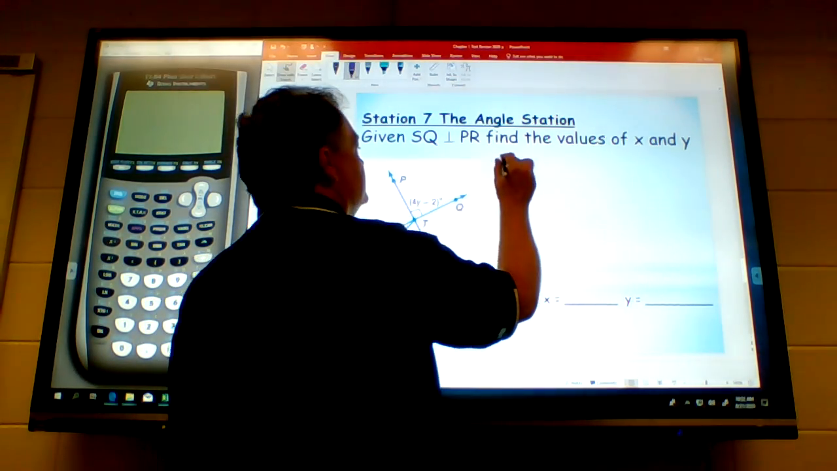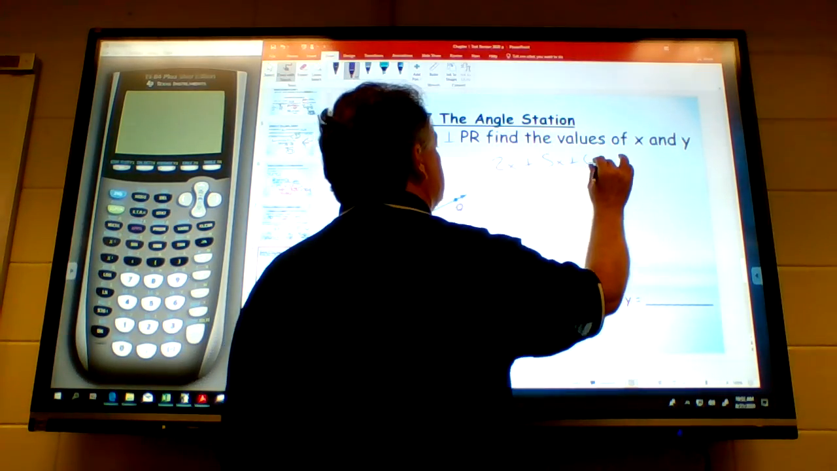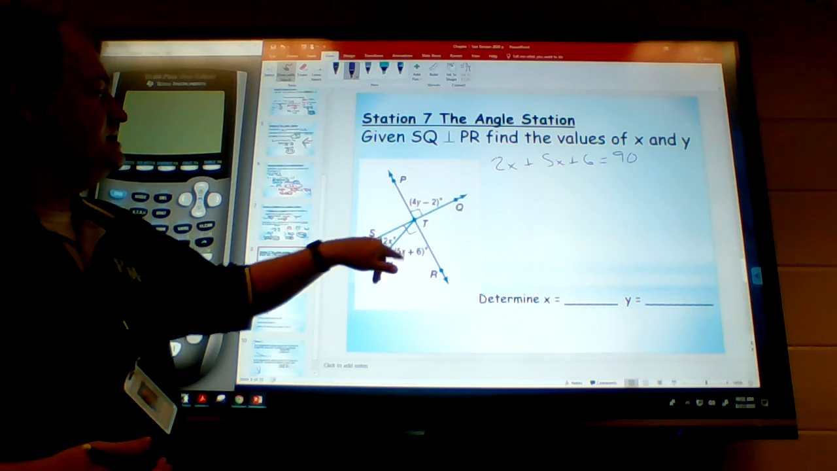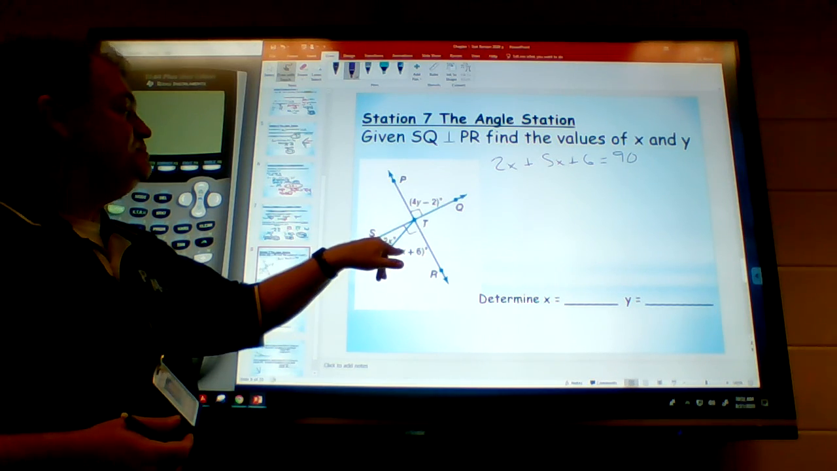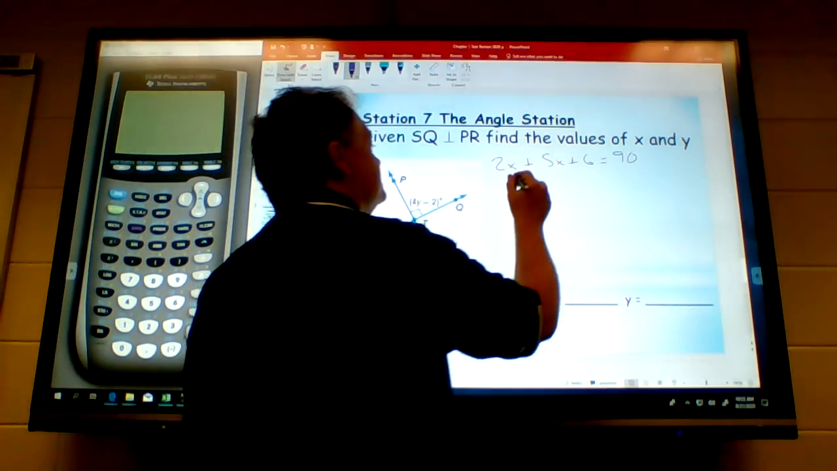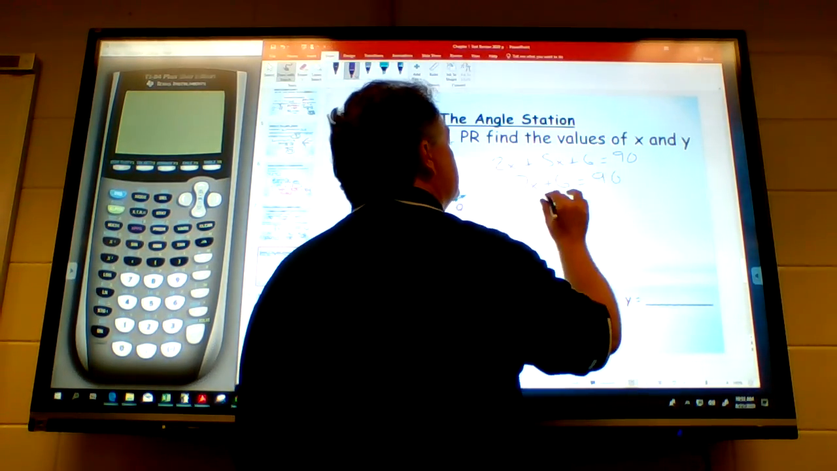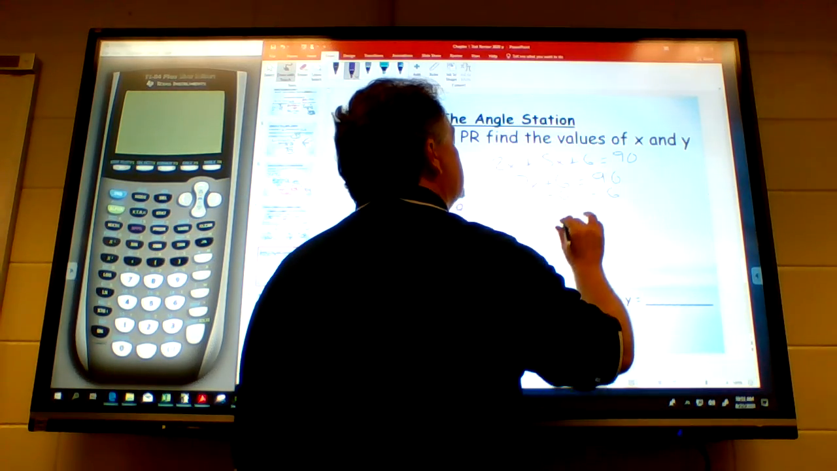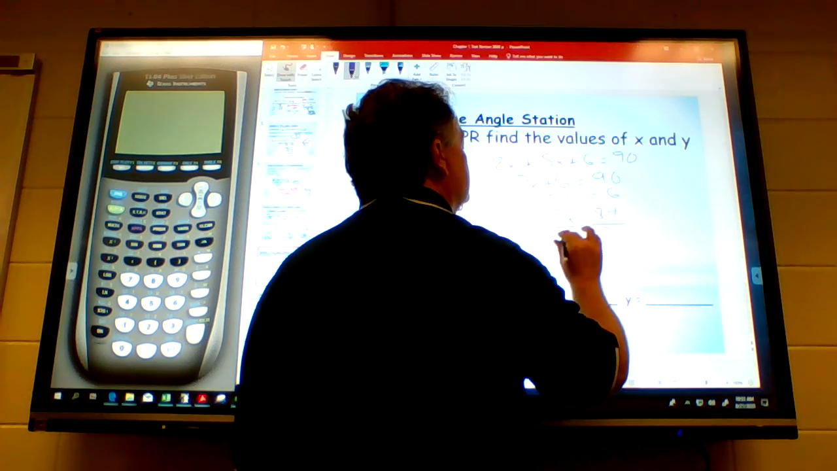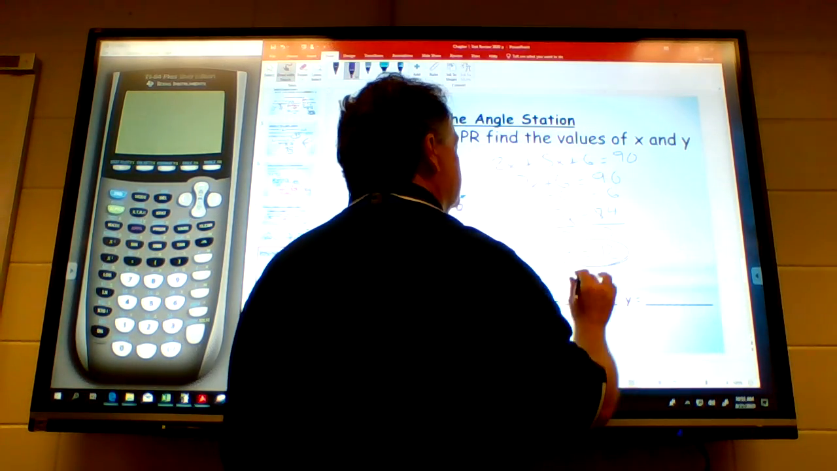I know that 2x plus 5x plus 6 equals 90. I know that because it already says that these two angles are equal, which makes these two angles here complementary. So now I got 7x plus 6 equals 90. Subtract 6. 7x equals 84. And I divide by 7. So I get x equals 12.